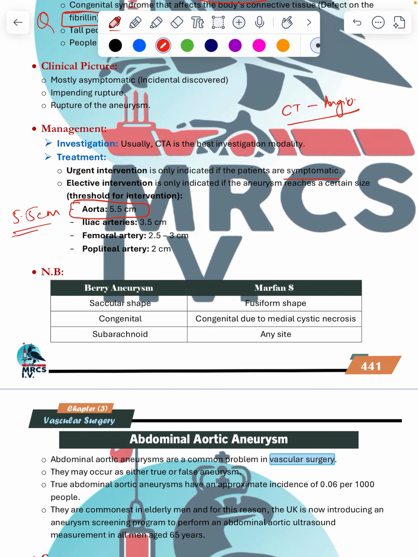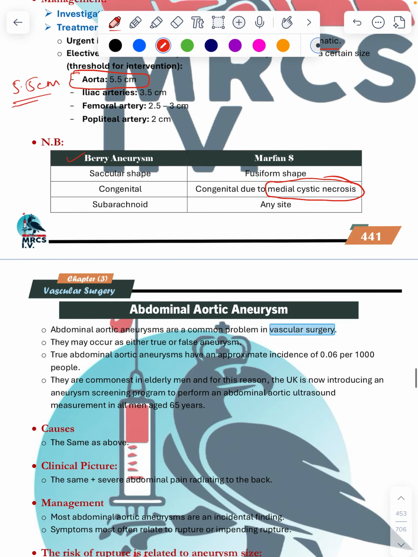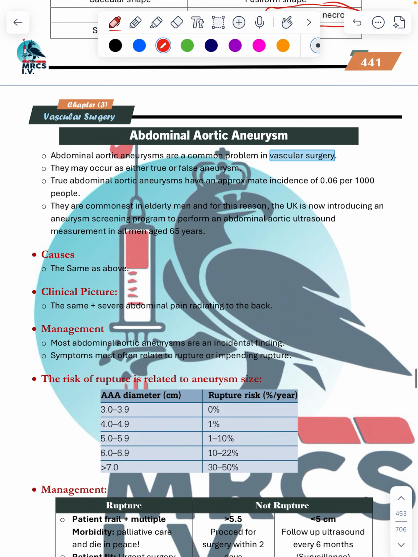Berry's aneurysm, saccular type, congenital, subarachnoid. This is certainly in the brain. You get Marfan type, fusiform, congenital due to medial cystic necrosis. Cystic necrosis can occur anywhere. Abdominal aortic aneurysm: most of the questions are asked in this.